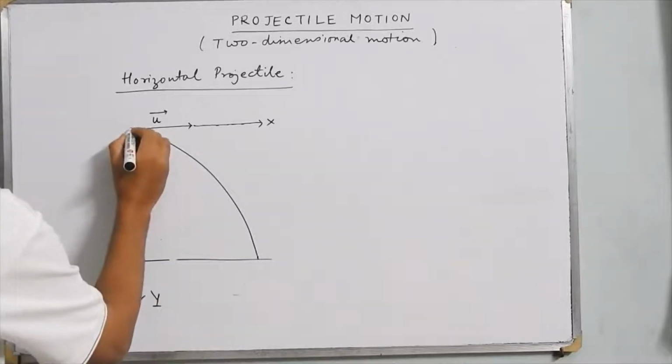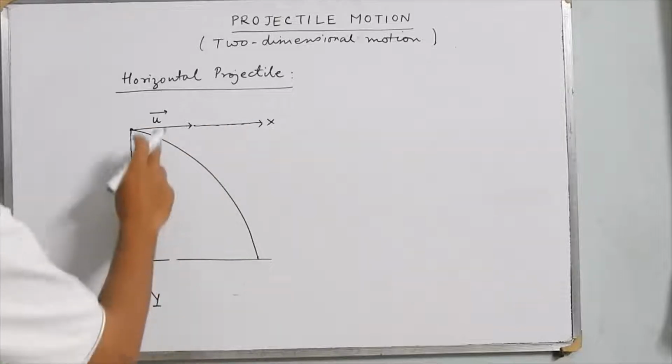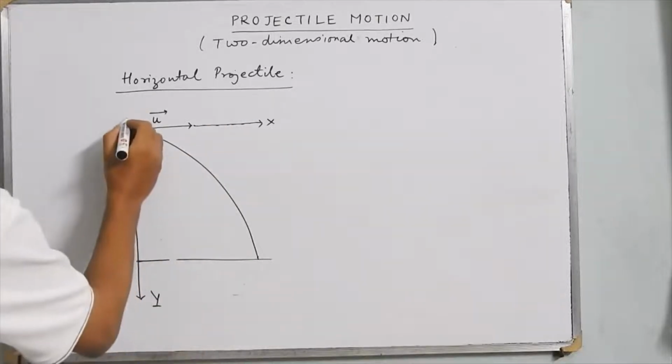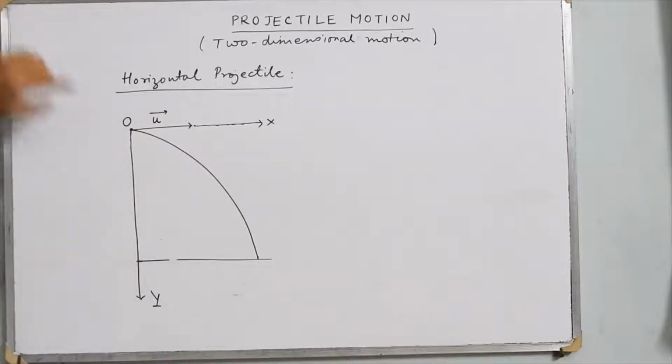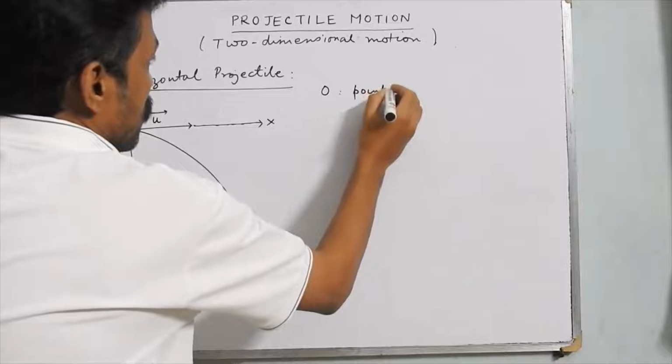The point from which the object has been thrown with a constant velocity is called the point of projection. So this point O is called the point of projection.